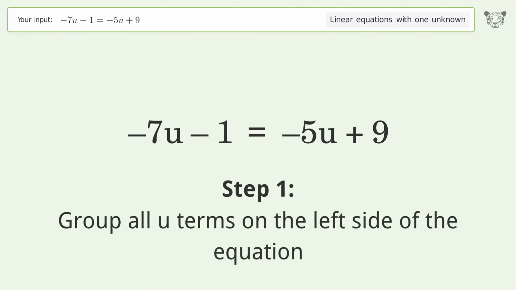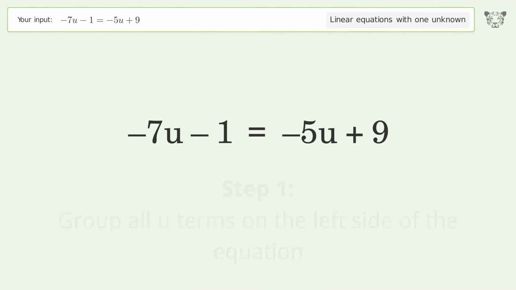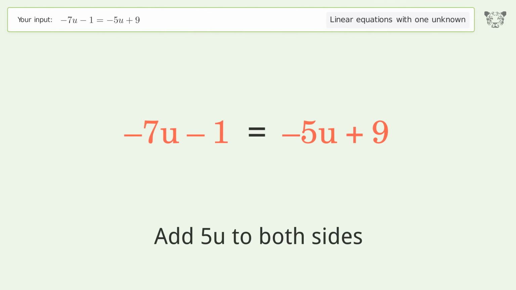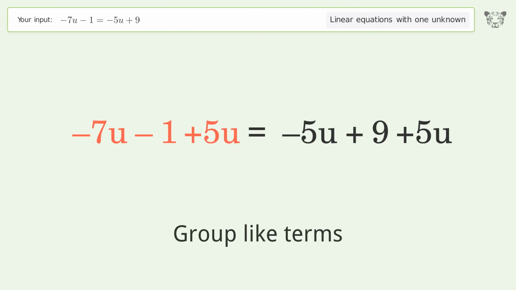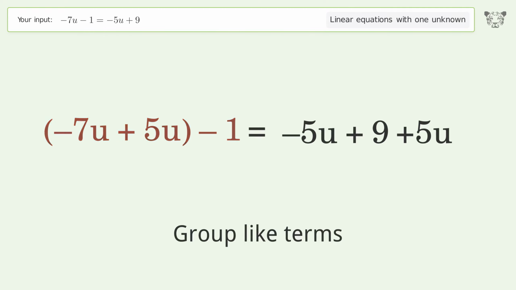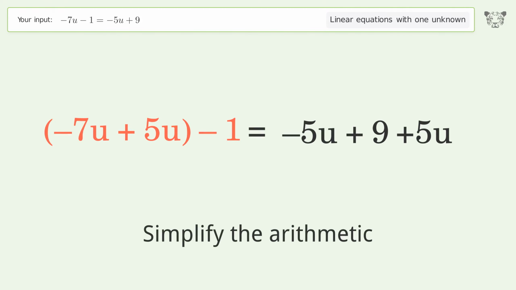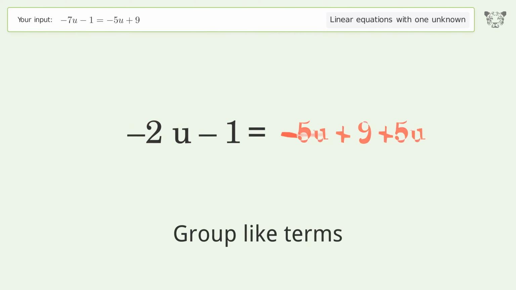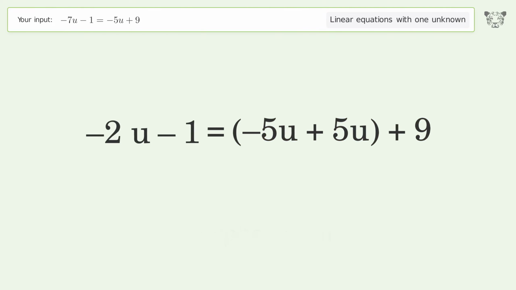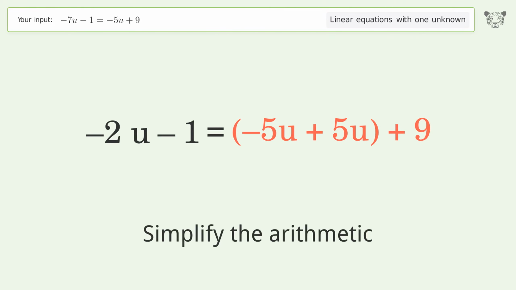Group all u terms on the left side of the equation. Add 5u to both sides. Group like terms. Simplify the arithmetic. Group like terms. Simplify the arithmetic.